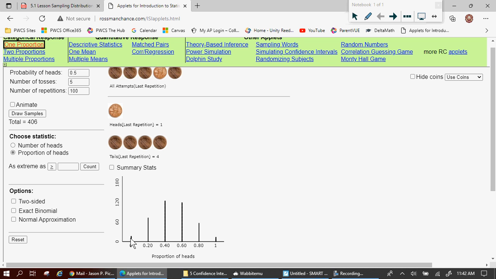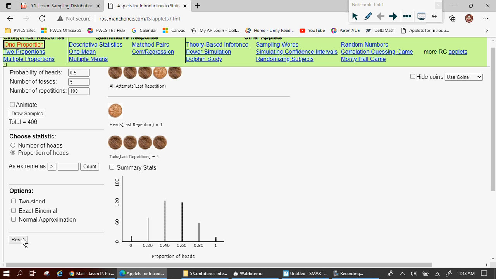Sometimes I got all heads, sometimes I got no heads, and a lot of times I got in between. And you could see that the mean is about 0.5, which is what we would expect. We would expect on average to get half heads and half tails. But we know that in life there's variation, so sometimes you get more and sometimes you get less and sometimes you get about average. But when we get a bunch of different samples and we put those proportions onto this distribution, you can see that it becomes approximately normal.